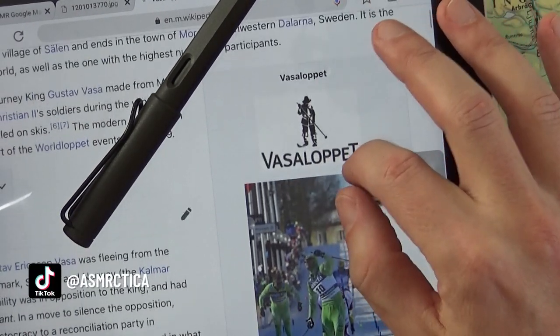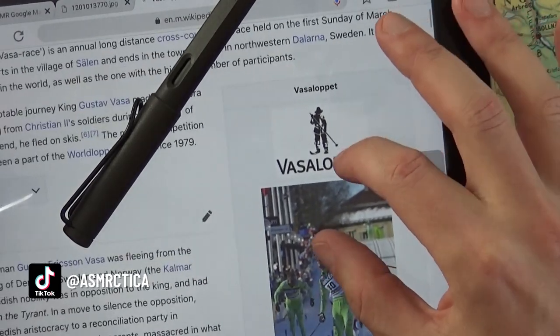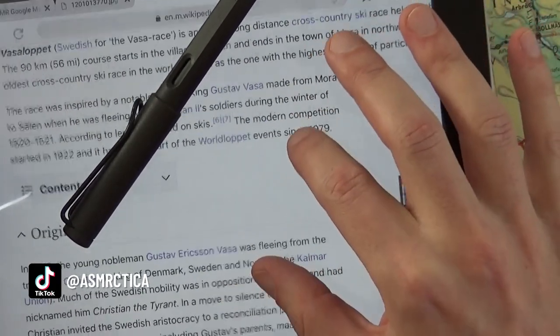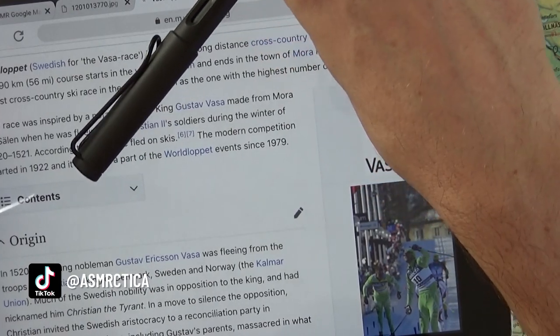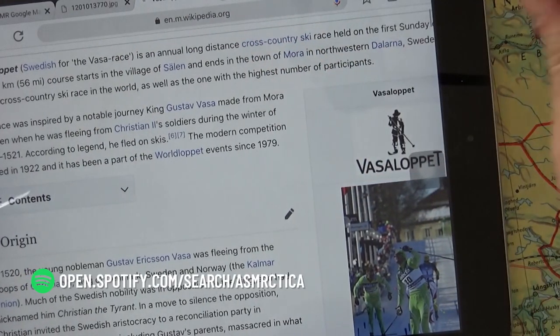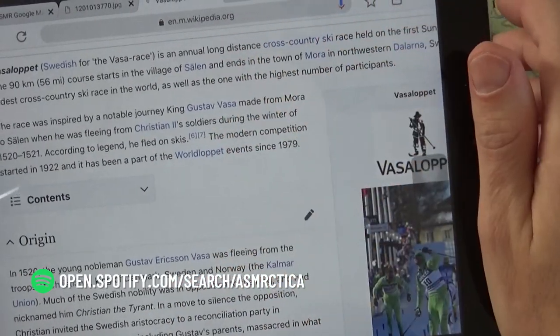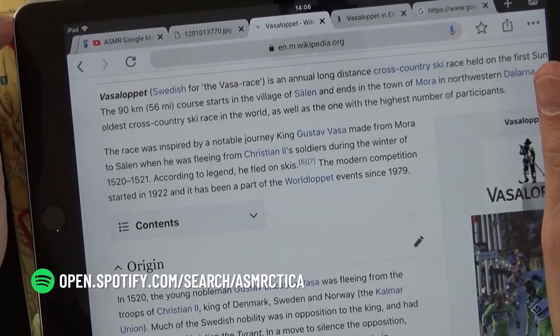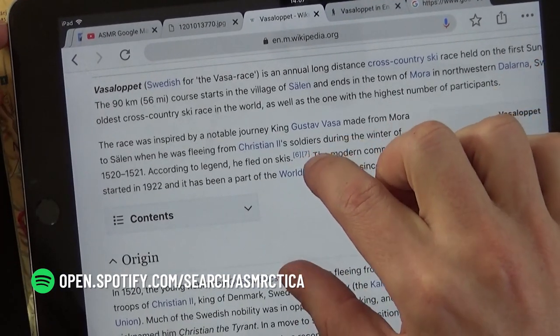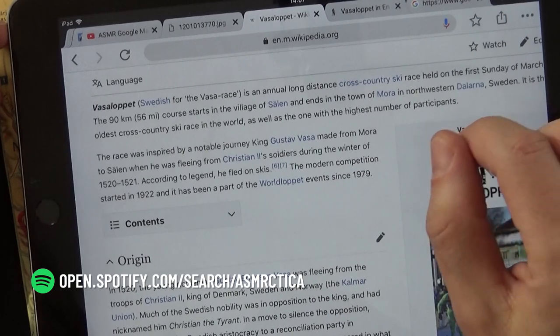Vasaloppet, because today this ski race in Sweden took place, and it was actually celebrating 100 years of this competition.